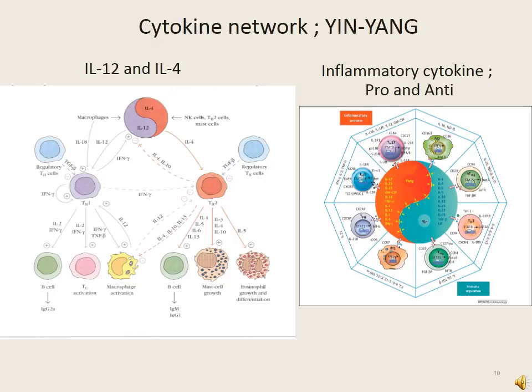Okay, the best example is the role of interleukin 12 and interleukin 4. You see in the left hand side figure, as well as for the inflammatory cytokines, which we know that we have the pro-inflammatory cytokines and anti-inflammatory cytokines, so they will control each other. We call it the cytokine network or the yin-yang.